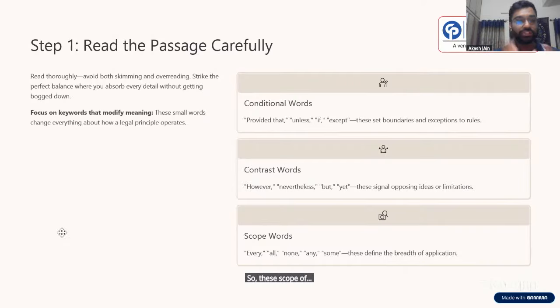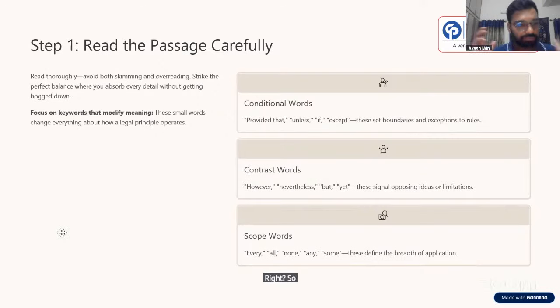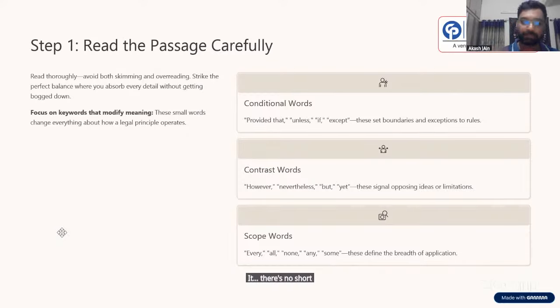These words, which tell you about the scope of a condition, are also very important, and therefore you need to pay special attention to these words. So overall, when you're reading the passage, be very attentive. There's no shortcuts. The approach where you just read the first and the last line of each and every paragraph and then jump to the question does not work in legal reasoning. There's no shortcut to it. Just read the passage in entirety, and that too very carefully.